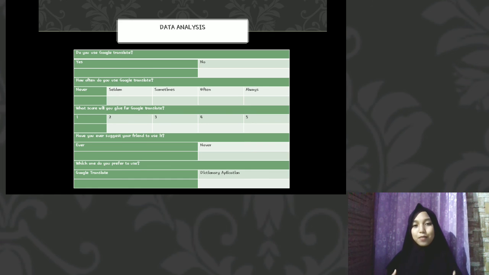Okay, the last one is data analysis. To analyze the data, I use a table. As I said before, there are 5 questions in the questionnaire, and I will present the scores and the calculation of the data results to make the data easy to read, and after that I can make conclusions for my study.